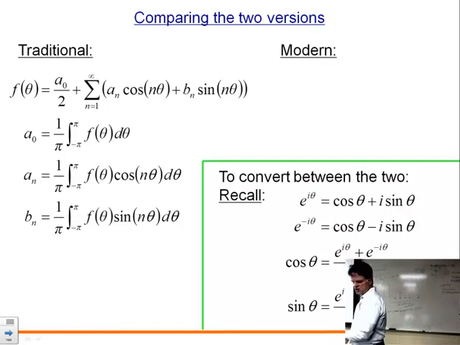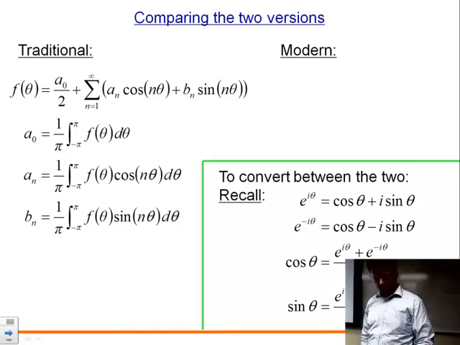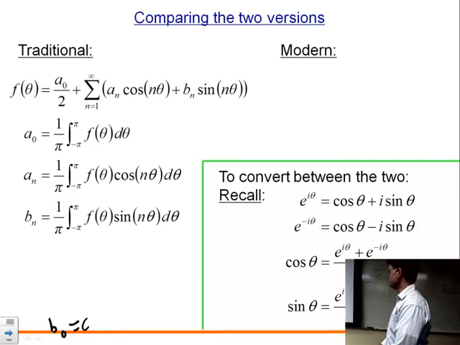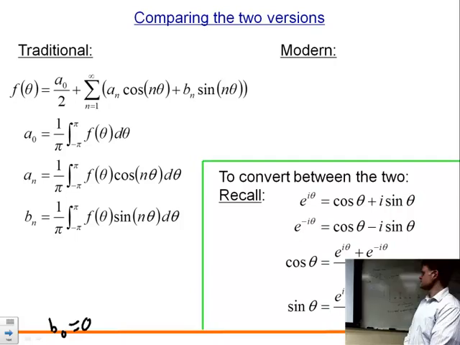By the way, this doesn't define a b sub 0, but let's define a b sub 0 for ourselves. I'll write it down here. B sub 0 is just 0. It's just always equal to 0. That's why it never shows up.